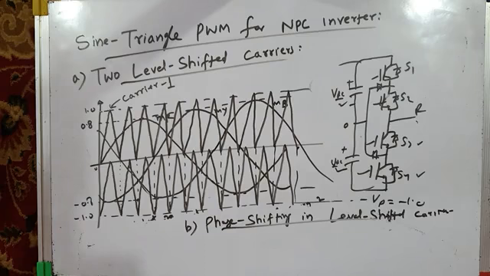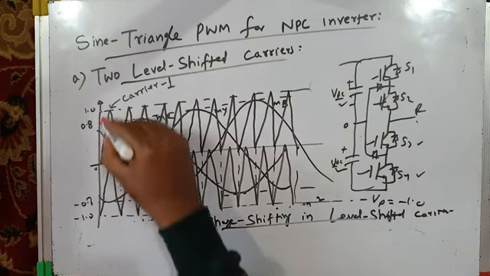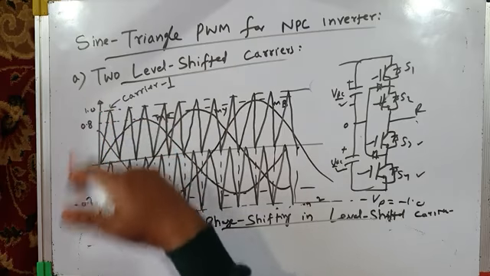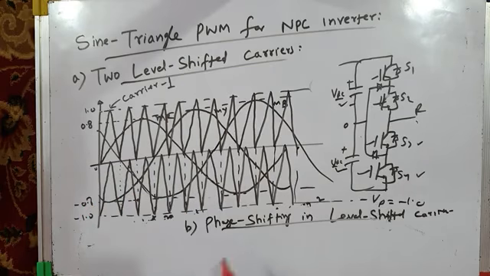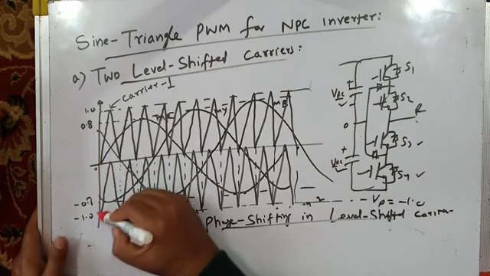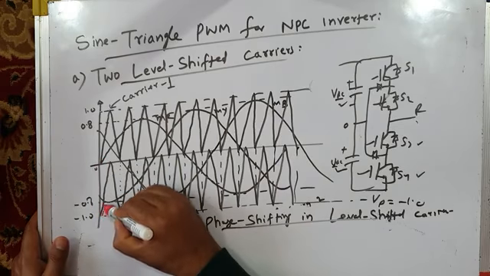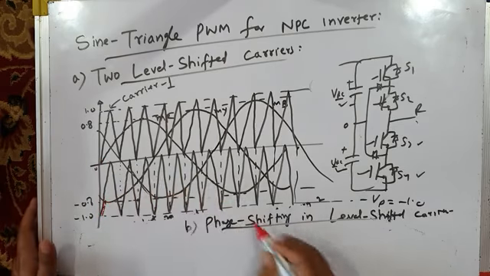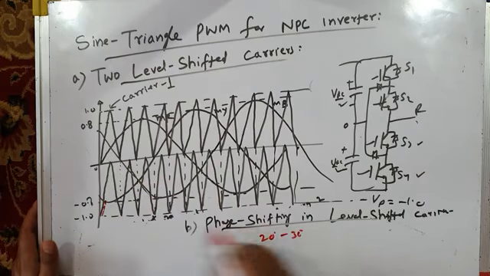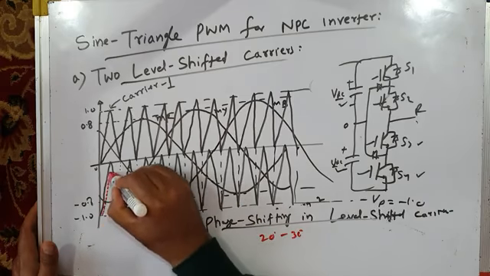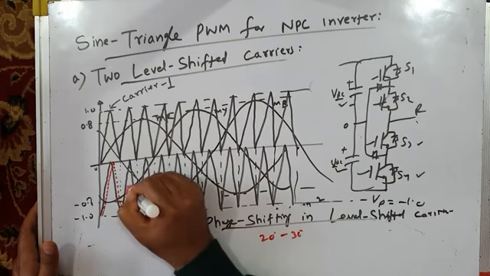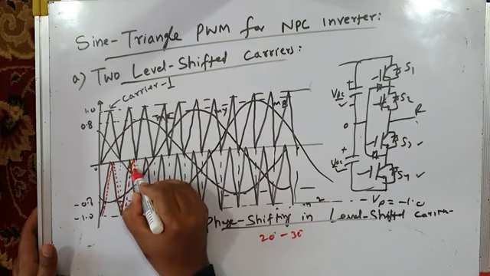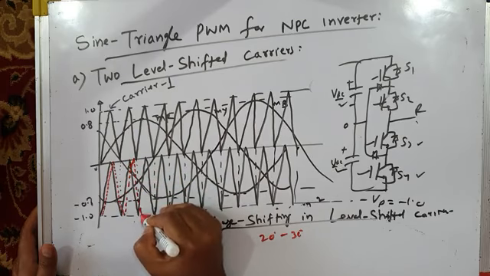You can phase shift one of the level shifted carrier. This is one carrier, this is another carrier. They are right now in phase. They are level shifted but in phase. So another type of sine triangle modulation which has been reported in the literature is that you just phase shift this bottom carrier by maybe 20 degrees to 30 degrees. You can phase shift it. You shift it like this. You shift it. I am showing this phase shifting by red color pen.